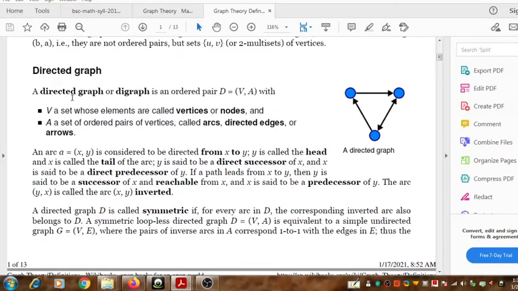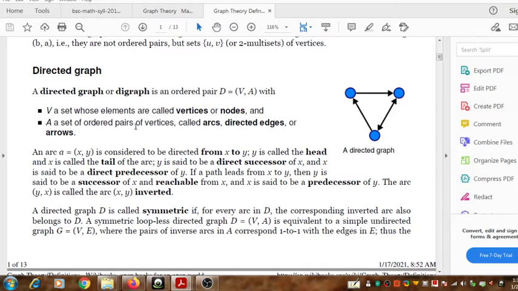A detailed definition of a directed graph is given here. A directed graph or a digraph is an ordered pair D equal to (V, A). D stands for the directed graph, with V the set whose elements are called the vertices or nodes, exactly as in the case of an undirected graph. But here, instead of E, we use the letter A.